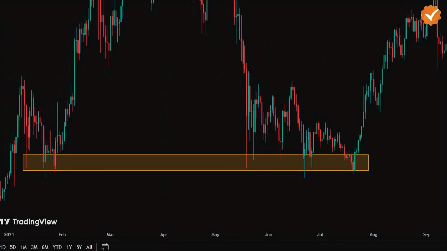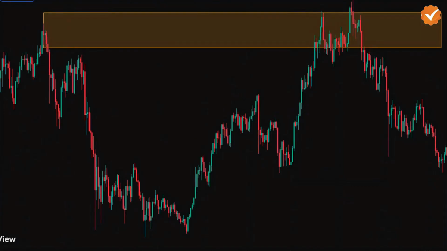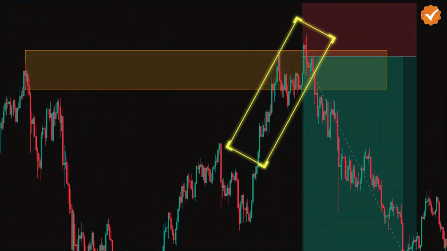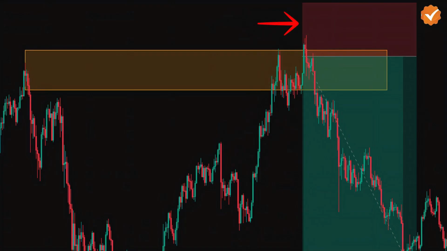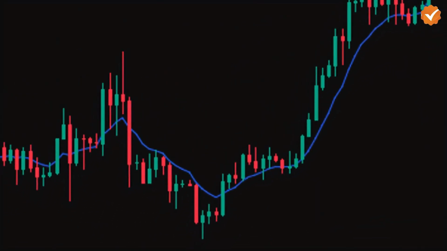Here's how you can trade with zones. At a demand zone, wait for price to retest, look for confirmation, like rejection wicks or bullish candles, and then go long with a stop just below the zone. At a supply zone, do the opposite. Short when price retests with rejection signals, and stop just above the zone. This way, you're trading where institutions are active, not where retail indicators lag behind.